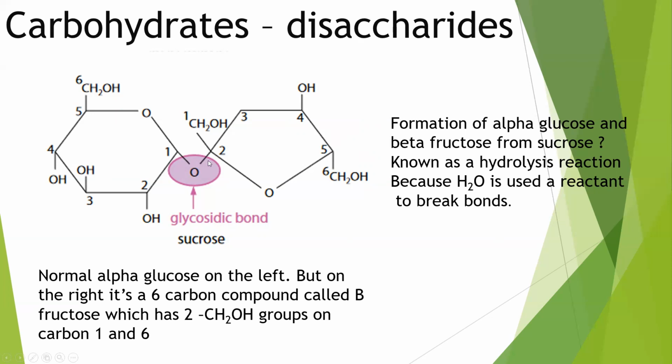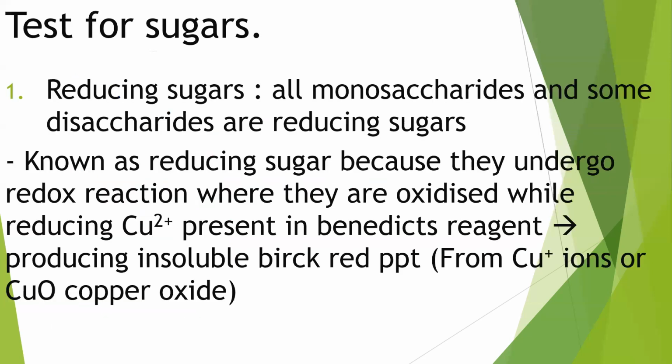Okay, so it basically also forms another glycosidic bond by elimination of the OH and H. So it's CH2OH here, and then hydrogen will be attached to this other carbon. Okay, and this is basically a condensation reaction. So if you want to go back from sucrose to produce alpha glucose and beta fructose, that's known as a hydrolysis reaction, because H2O is used as a reactant in that reaction to break bonds.